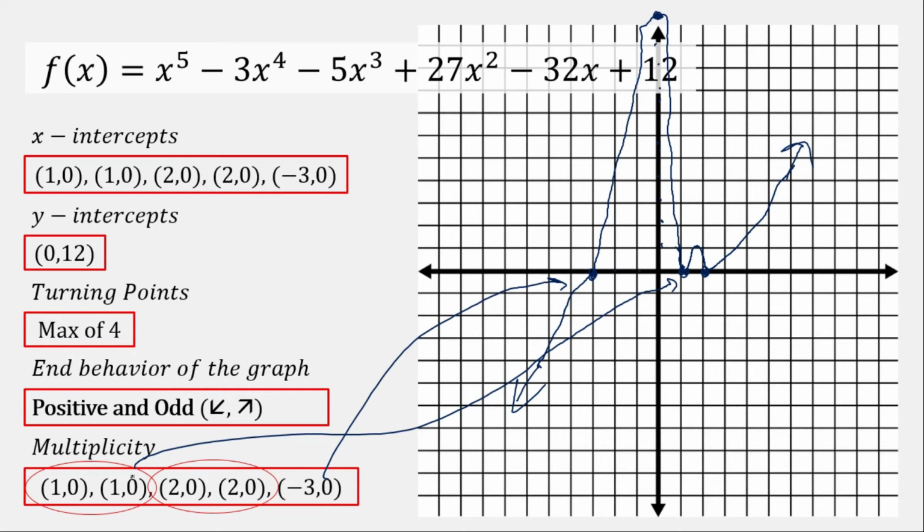Again, because the multiplicity of this is 2, and 2 is an even number, it will just touch the x-axis. It will not cross. It will touch, bounce back, and decrease again, bouncing back at (2, 0) because it has an even multiplicity as well. So that's why it looks like this. So this is the rough graph of this polynomial function.